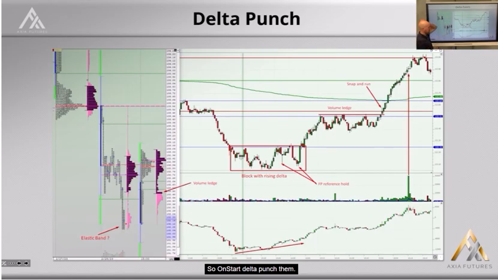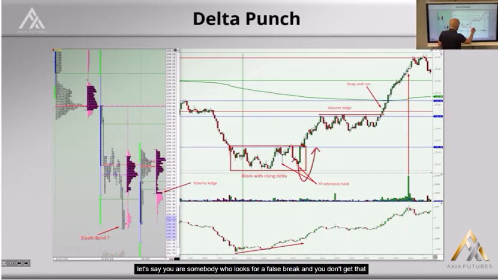So on to that delta punch then. Now, you can see a delta punch from cumulative delta if you have it on a chart. And this is then looking at the opportunity to get into a trade once the move is going, rather than the opportunity to try and find the low, find the reversal point. So you're always trying to give yourself options. You don't want to just say, right, this is my trade and this is where I'm getting in. Because if you don't get that opportunity, let's say you're somebody who looks for a false break and you don't get that down there, there's no trade, you've missed it.